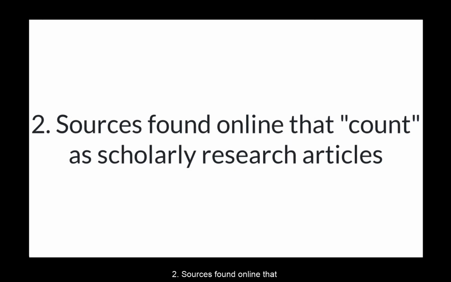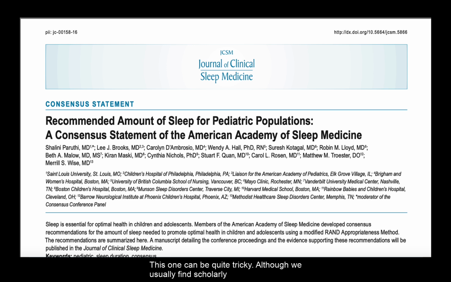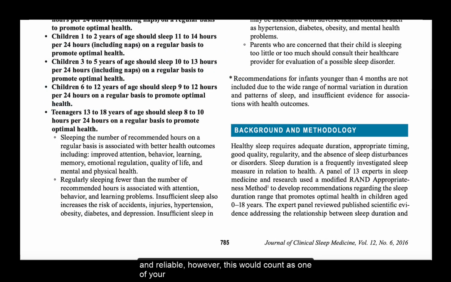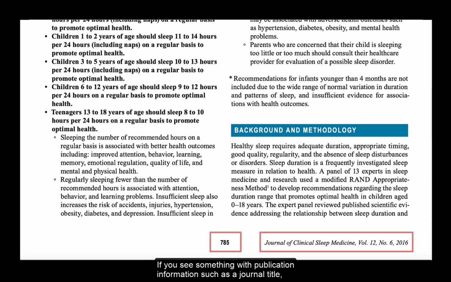2. Sources found online that count as scholarly research articles. This one can be quite tricky. Although we usually find scholarly research articles by searching library databases, they do exist out on the open web sometimes. So you might do a search and find a scholarly research article that just happens to be hosted on a website. It would be a great source of information and would be credible and reliable. However, this would count as one of your scholarly sources and not one of your high-quality web sources. If you see something with publication information such as a journal title or volume, issue, and page numbers, that is an article that was published in a journal.